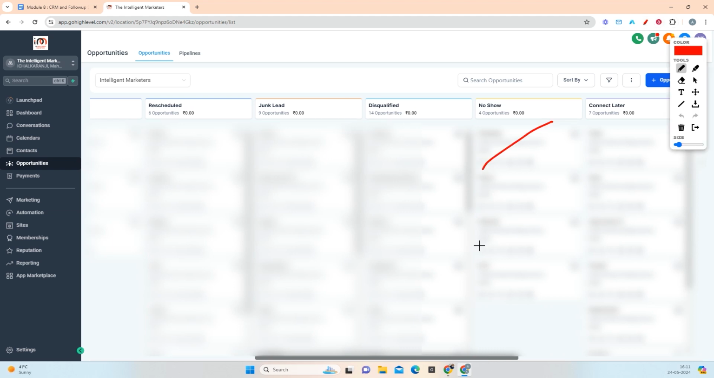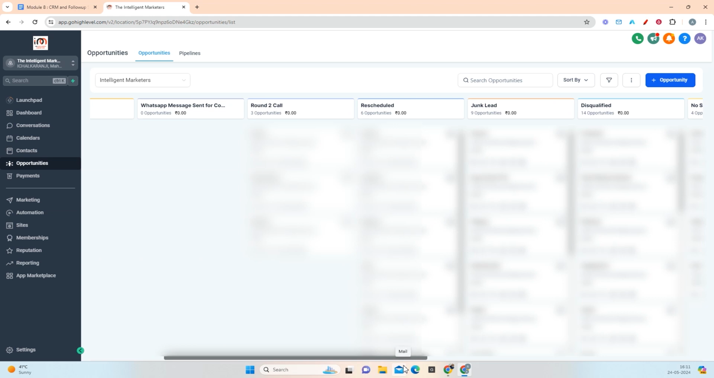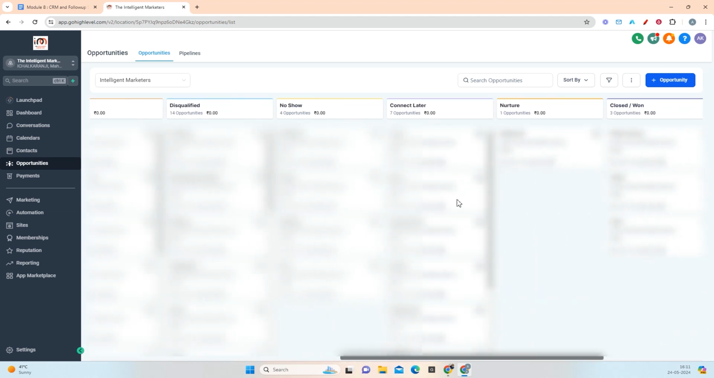That is how our pipeline stage looks. Let's say whenever a person on the sales call says, "Hey, I want to get started, but not right now, maybe 10 days from now, or 1 month from now," then we move him to the connect later stage.